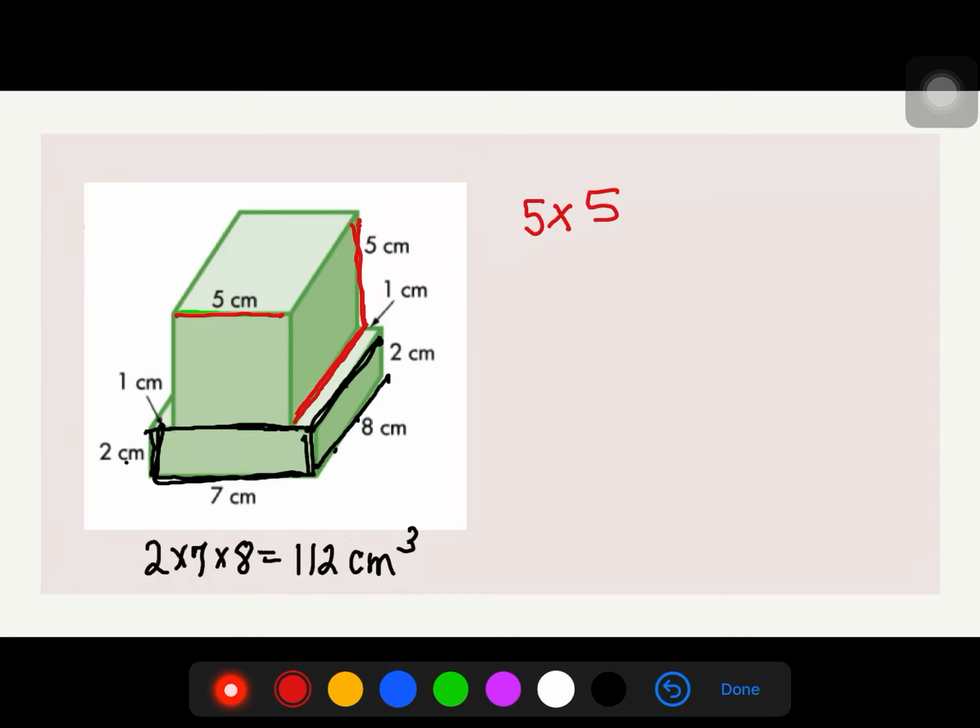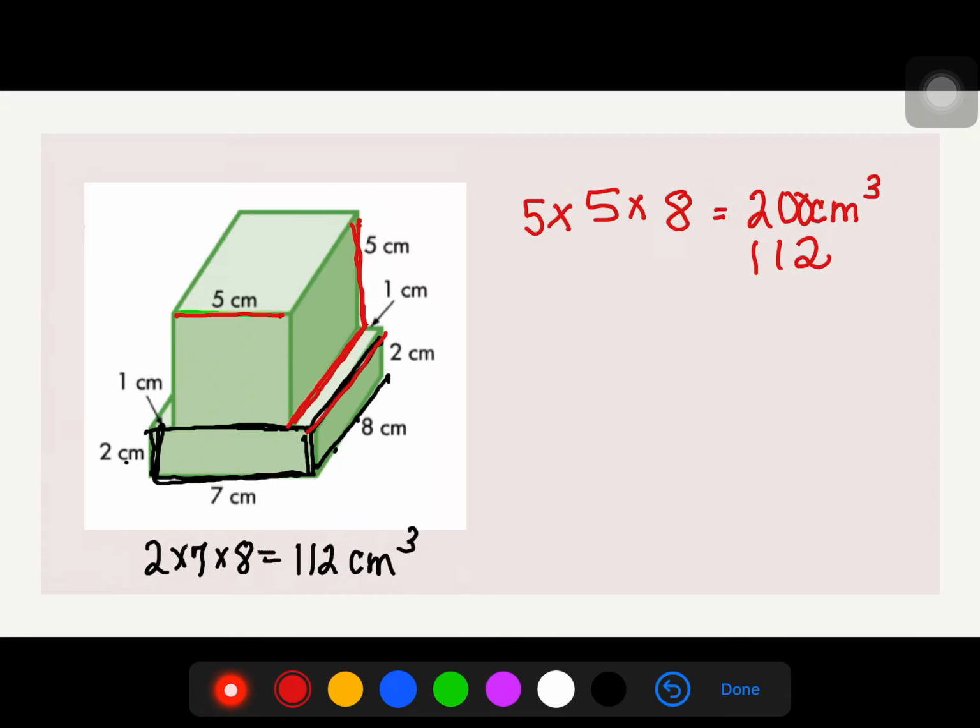But here's another thing. How long is it? Well, it matches the 8, right? It goes the same length back as this. So 5 by 5 by 8. That's 25 times 8, which is 200 centimeters.